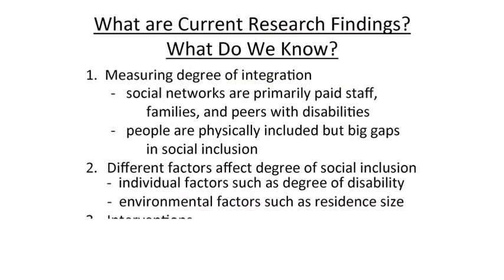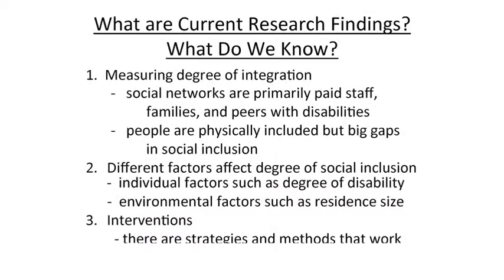And then the third big arena of research is interventions. Are there things that we can do to increase social inclusion? When people were first coming out of institutions, it was a matter of, oh, people are in the community but not of the community, right? But what can we do to really impact that? There are strategies and methods that work. When Roger Stancliffe presents in this session, it's an example of a program in Australia that really increased social inclusion. So those are three big arenas.